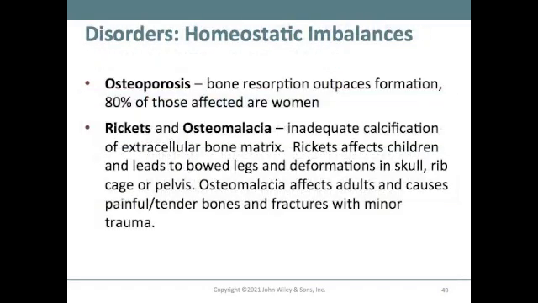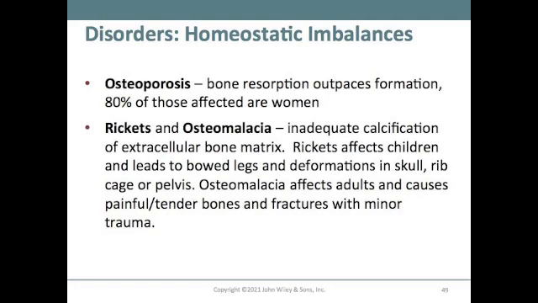Disorders and homeostasis imbalances. I'm lecturing from page 197. And osteoporosis, that's what I was just saying, is where bone resorption outpaces formation, and 80% of those affected are women. So it's mostly a disease that women are concerned with, but not 100%.